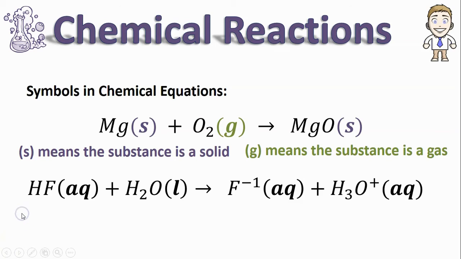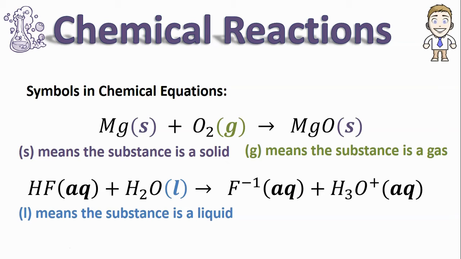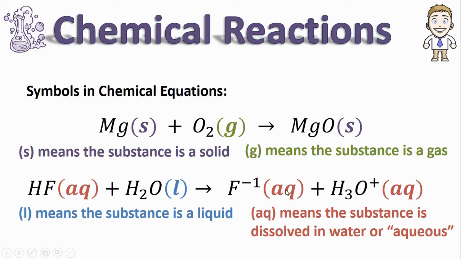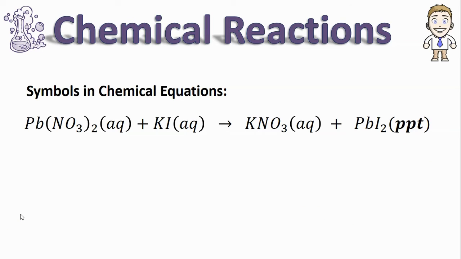Here's another chemical equation. You can see the H2O has (l). That means that substance is a liquid, of course, because it's water. The other substances have the symbol (aq). aq stands for the word aqueous, and aqueous means that those things are dissolved in water as the reaction takes place. Here's a third example of a chemical equation that's got two aqueous reactants. That means they're both dissolved in water, but the product has this weird symbol, ppt.